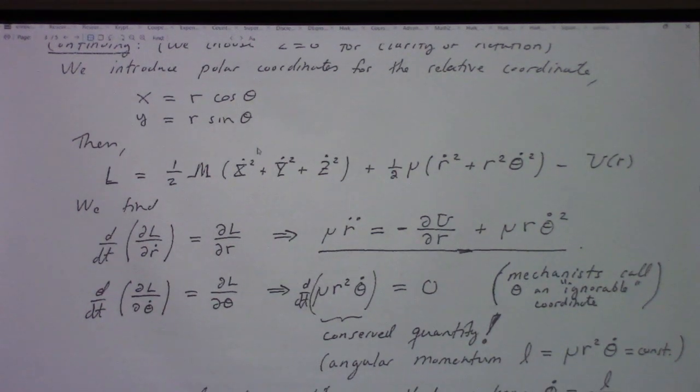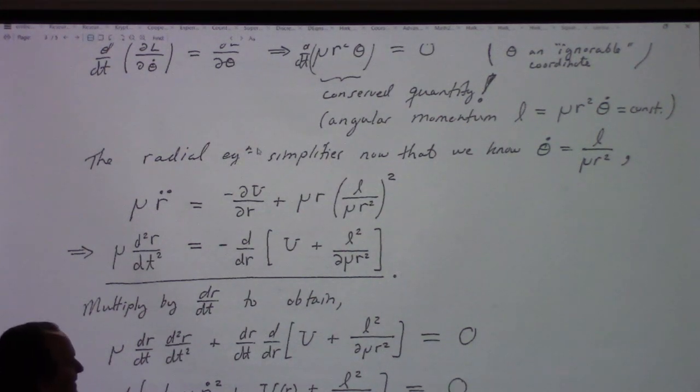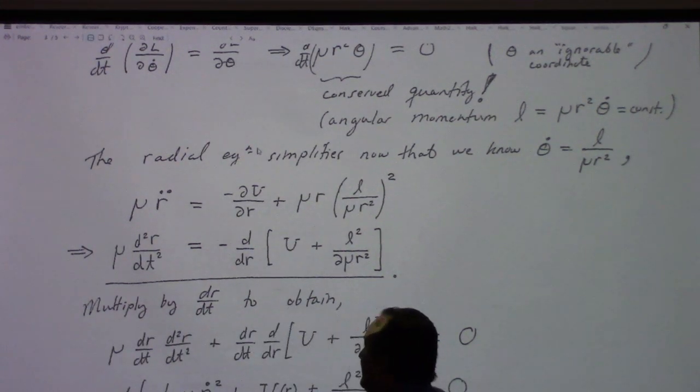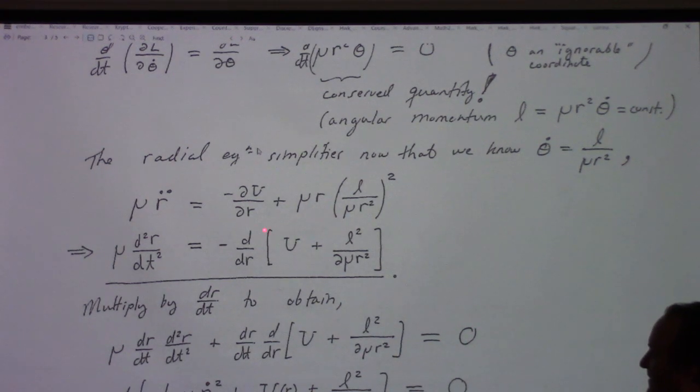All right, so great. Now this is where it starts to perhaps get interesting. You can take the radial equation and rewrite it as such. Then you've got the reduced mass times the second derivative of r is equal to minus the radial derivative of this business. And then if you take this equation and you multiply it by dr/dt, you get this.